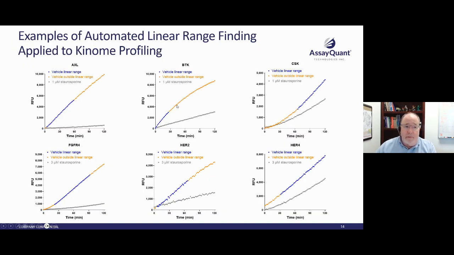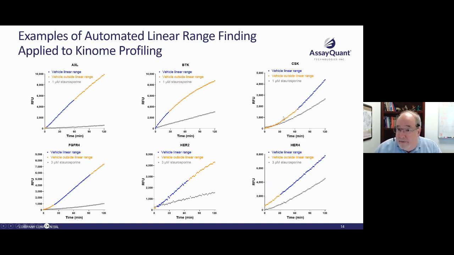So here are some examples of what we find. If everything's behaving nicely, like it is for Axel here, you can see a very nice linear range. When you go to the bottom, it goes almost all the way to the bottom. Here, it's starting to deviate and plateau a little bit, so that's the linear range it came up with. With this BTK progress curve, it's plateauing off more quickly, so you only get this portion for the linear range.